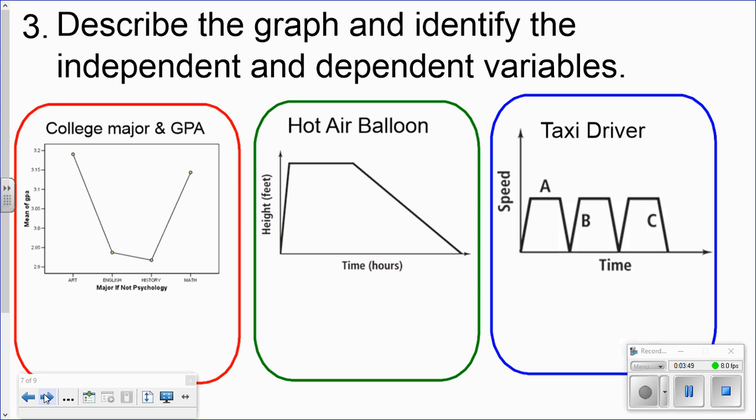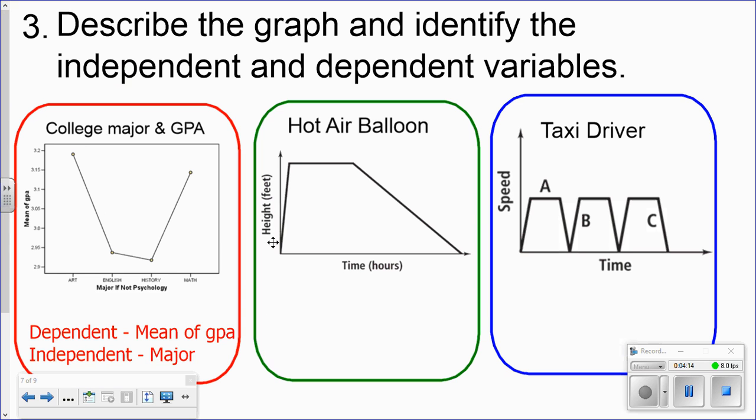Describe the graph and identify the independent and dependent variables. Well, here on this first one, we've got your major and your GPA. So it looks like the art major is high, and then English is a little bit lower, and then history is the lowest, and then math goes up. So your dependent is your mean GPA, and your independent is the major.